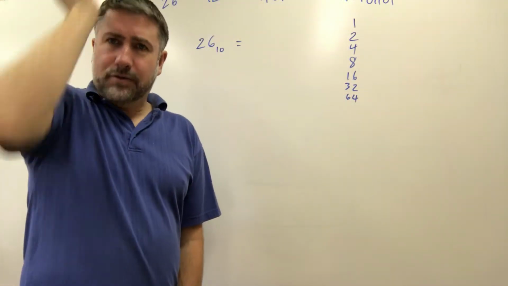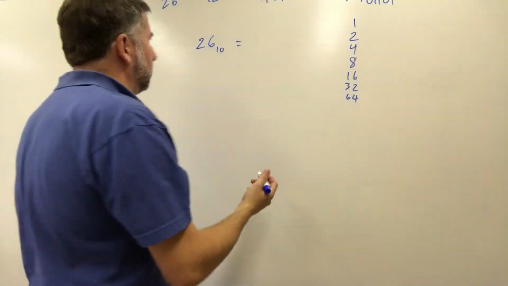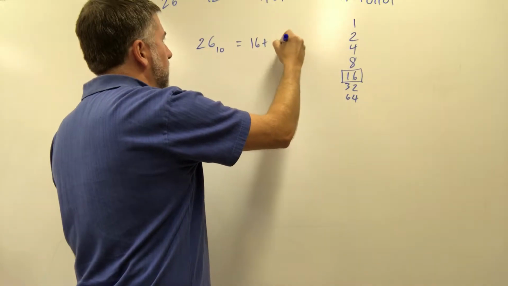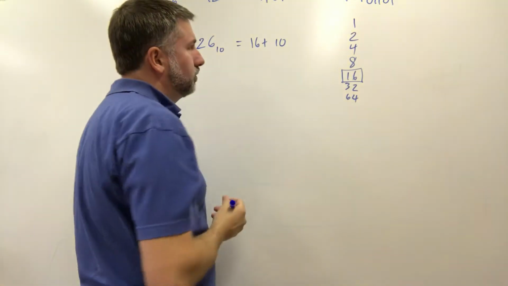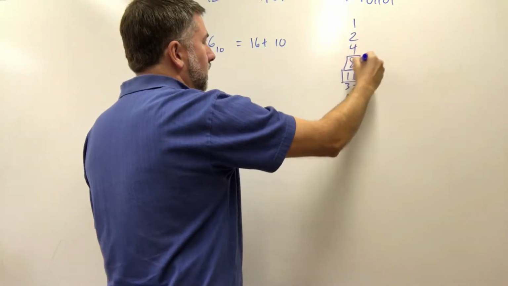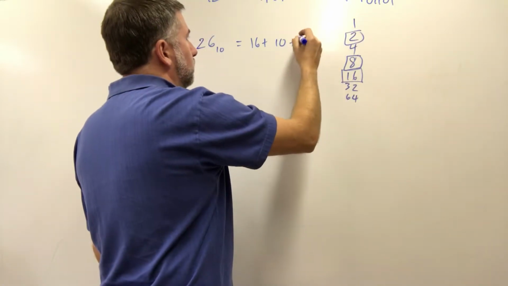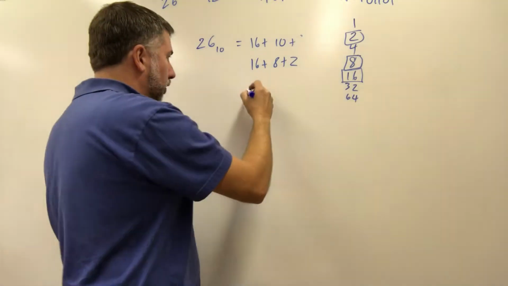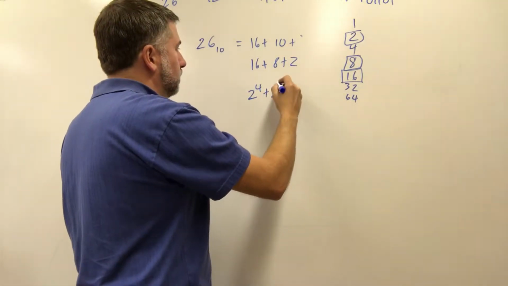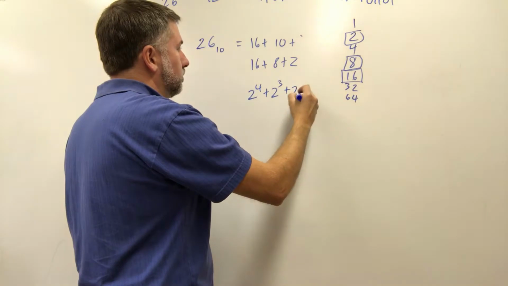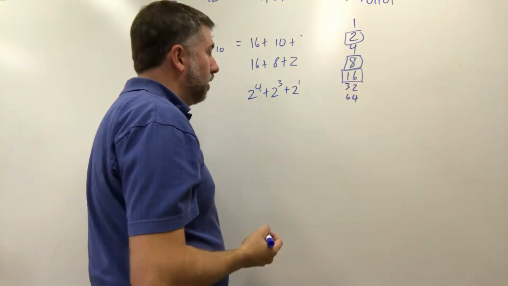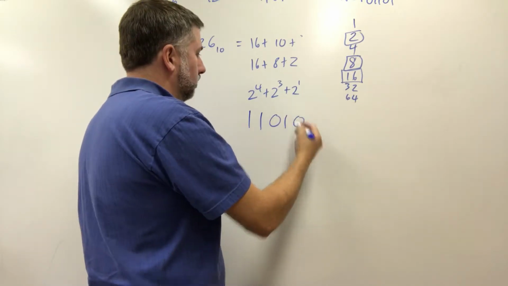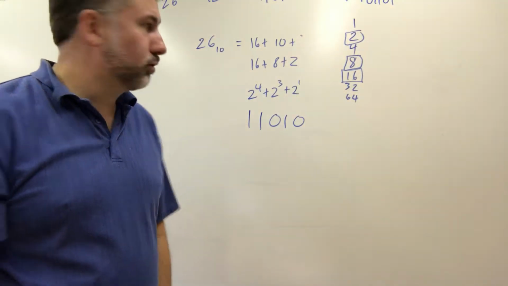So what is the biggest power of 2 that will fit into 26? Well, it's 16. So this is 16 plus 10. All right, well, 10 isn't a power of 2, but 10 is 8 and 2. So this is 16 plus 8 plus 2, or 2 to the 4 plus 2 to the 3 plus 2 to the 1, or 1, 1, 0, 1, 0. And that's it. That's the process.